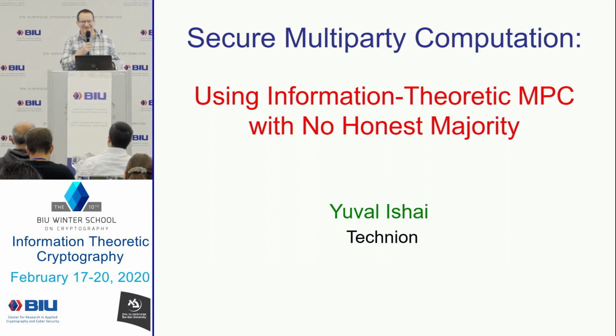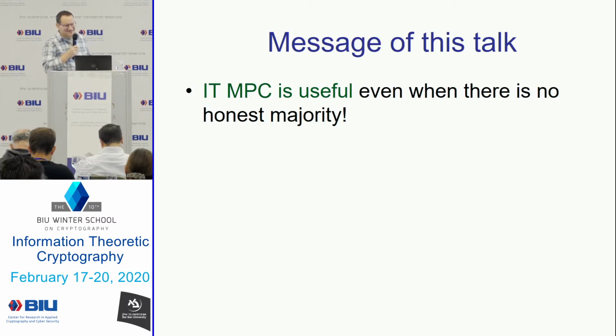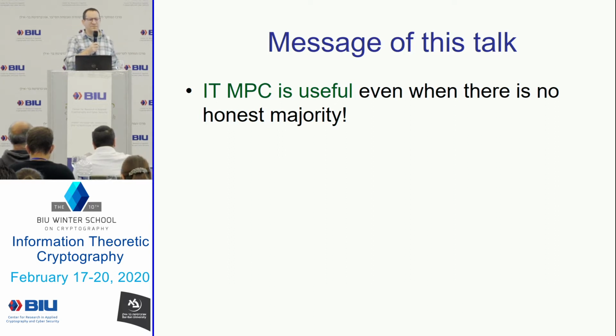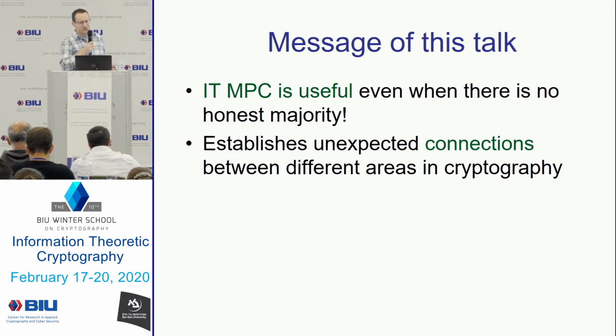This talk will be about why you should care about information theoretic cryptography, even if all you do is the other type of cryptography. Information theoretic MPC specifically is useful even when there is no honest majority. When there is no honest majority, we cannot get information theoretic MPC in the standard model of using point-to-point channels, and still we can get meaningful notions of information theoretic security even in the case of no honest majority, and moreover, we can apply information theoretic security even when eventually we're shooting for computational security.